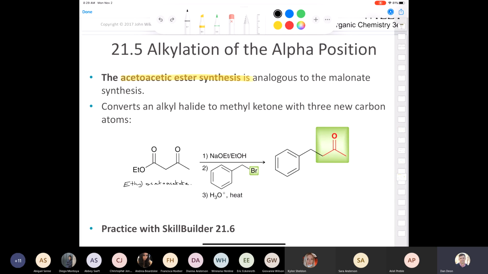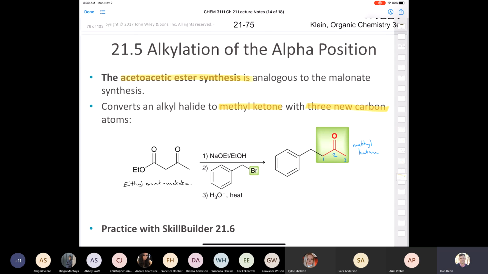And as you can imagine, the mechanism is identical to what we saw before. Even the decarboxylation step is the exact same. What's the difference here is that now you're adding 3 new carbon atoms and you're making a methyl ketone. Okay, so you're making a methyl ketone, right? This is clearly a methyl ketone, and we have 1, 2, 3 new carbons like that. Pretty cool, huh?